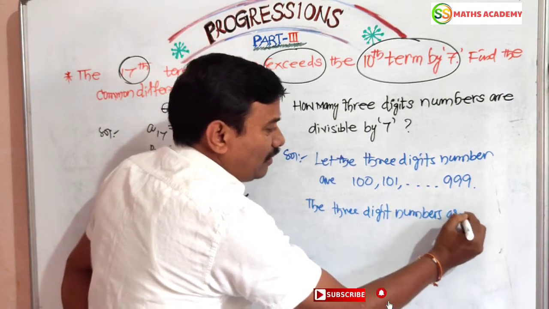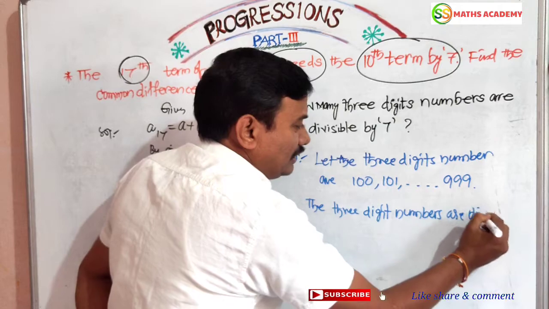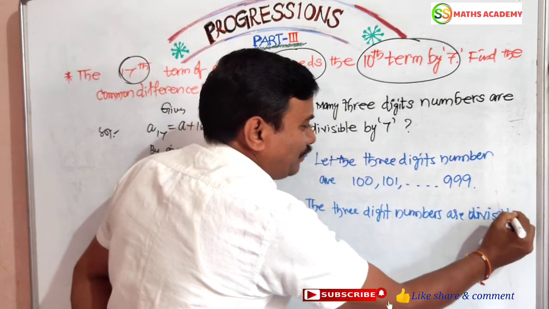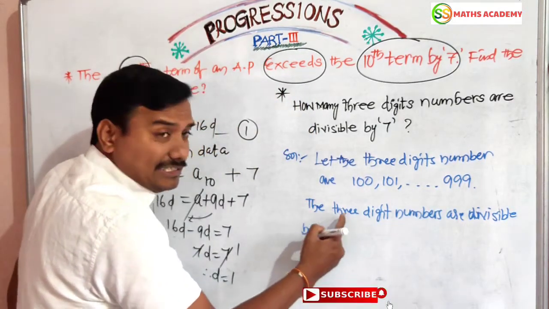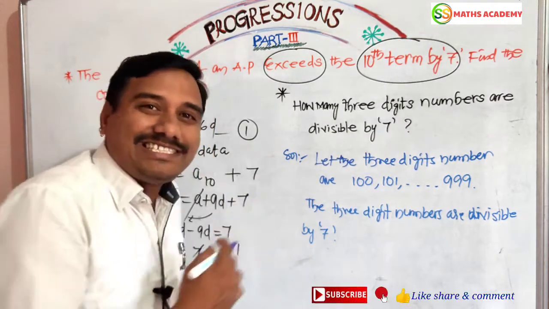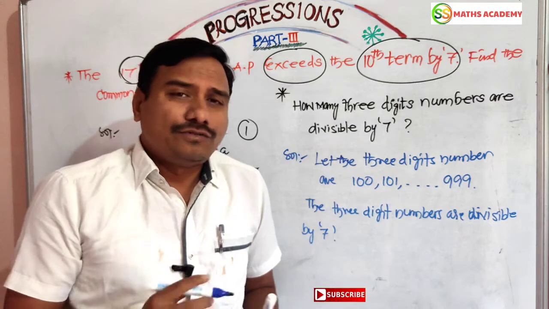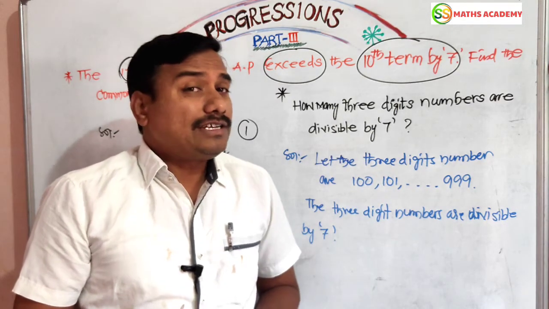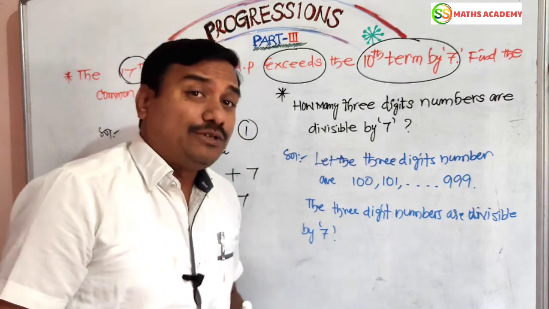The 3-digit numbers that are divisible by 7. What are the numbers? The first number is important. We should not guess. What is the way we have to find it? Simple. I will tell you the technique also.